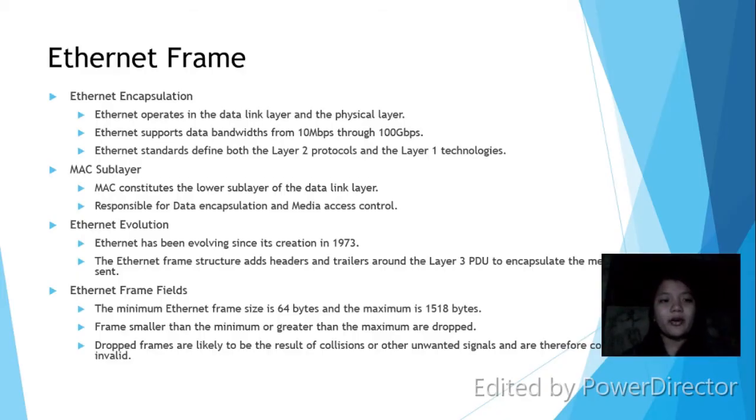Ethernet frame. Ethernet encapsulation. Ethernet operates in the data link layer and the physical layer. Ethernet supports data bandwidth from 10 Mbps through 100 Gbps. Ethernet standards define both the layer 2 protocols and the layer 1 technologies.